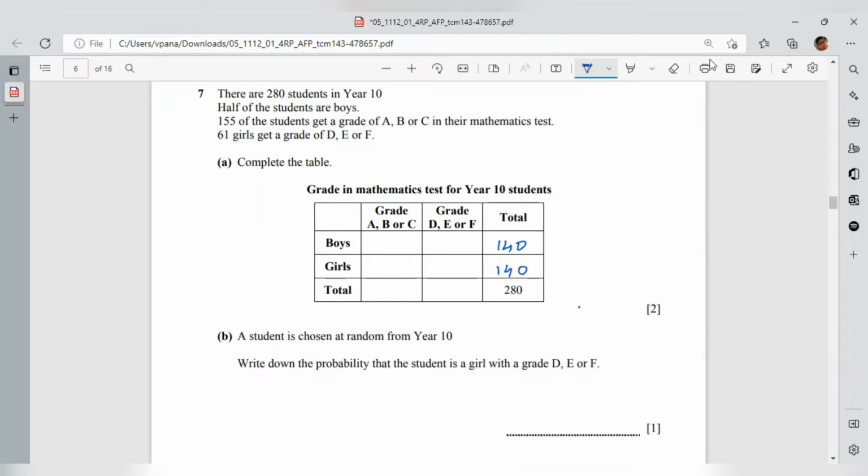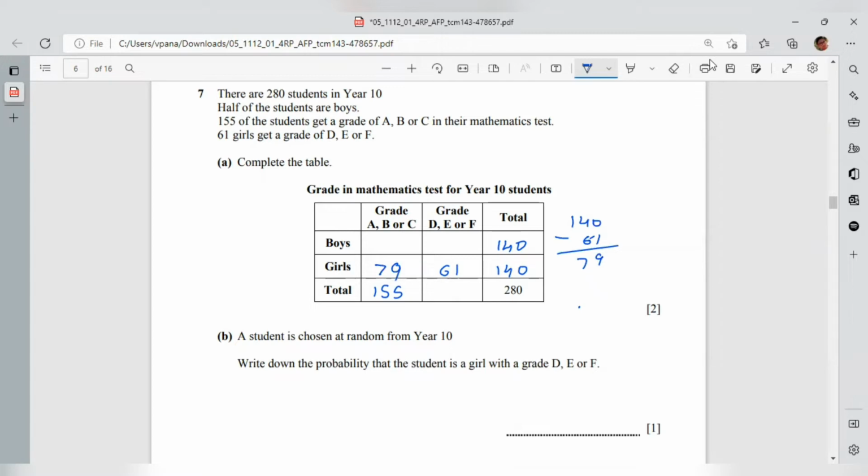Then 155 of the students get grade A, B or C, so total 155 students get grade A, B or C in the maths test. 61 girls get grade D, E or F. Now, if you know two things, we can find the third one. So I can find the girls with grade A, B or C by subtracting 140 minus 61, because there are 140 girls in total. 140 minus 61 gives 9, carry 1, 79. So 79 girls got grade A, B or C.